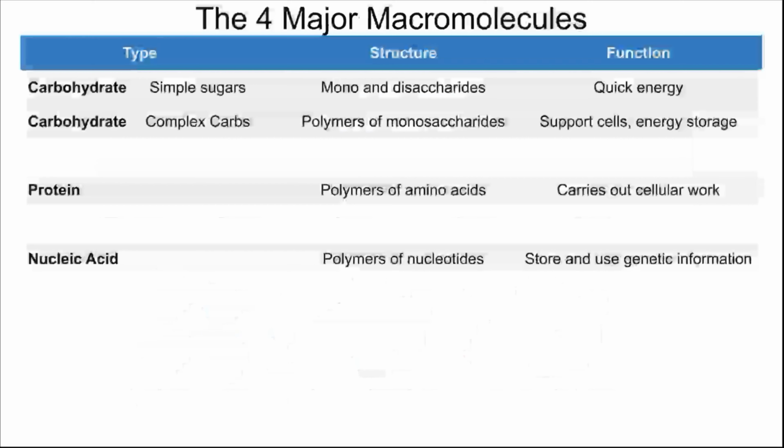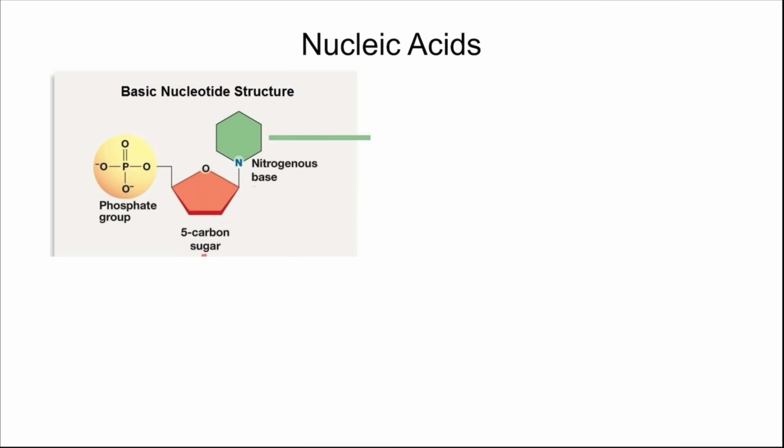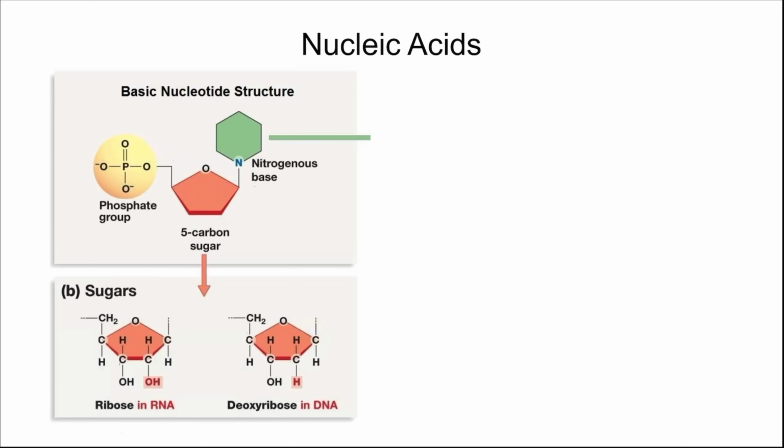Another kind of macromolecule is a nucleic acid. Nucleic acids are also polymers of nucleotides. Nucleic acids are often used to store genetic information. Nucleic acids consist of a phosphate group, a sugar, and a nitrogen base. Ribose is the sugar in RNA, whereas deoxyribose is the sugar in DNA.